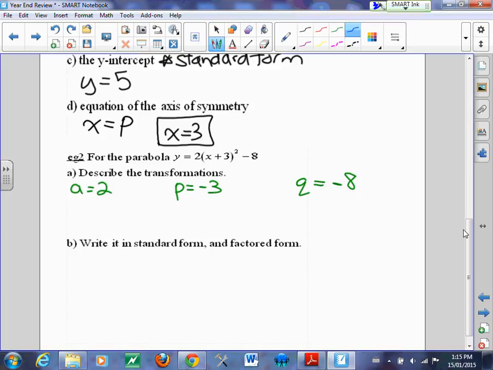So now that we've identified A, P, and Q, let's examine what each letter does. Let's start with A. First of all, A is positive, so it opens up. Otherwise, if it was negative, you would say reflects the x-axis. But A does not equal 1, it equals 2. So your step pattern wouldn't be 1, 3, 5. Instead, what happens for your transformations is it stretches, okay? So it's stretched or narrows by a factor of 2.